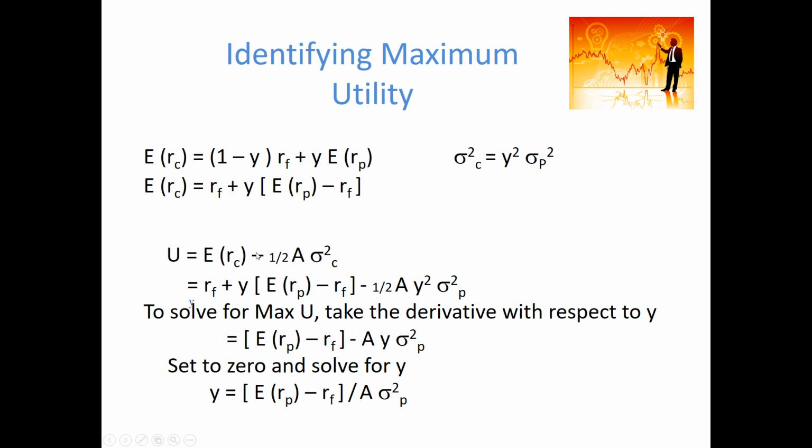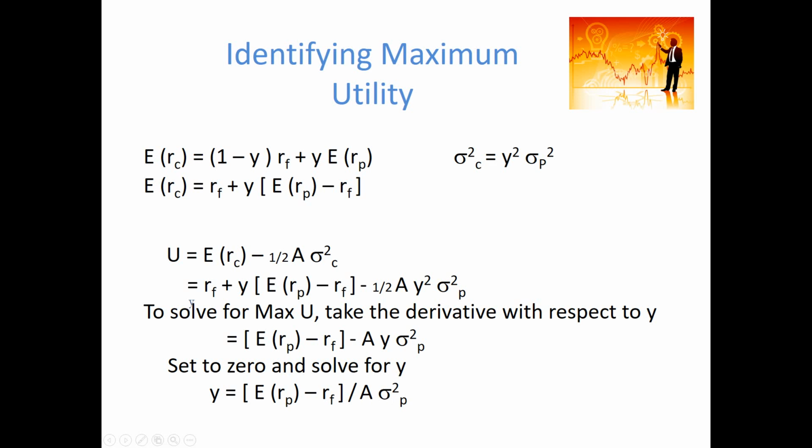So we can come down here and look at our utility function from earlier, and I am going to substitute these expected return values, and the others, into the utility function. By substituting and rearrangement, we get a value of y, the proportion invested in the risky portfolio, that maximizes utility. So y equals the expected return on the risky portfolio minus the risk-free rate, or the expected excess return, divided by A, the coefficient of risk aversion, times the variance of our risky portfolio.